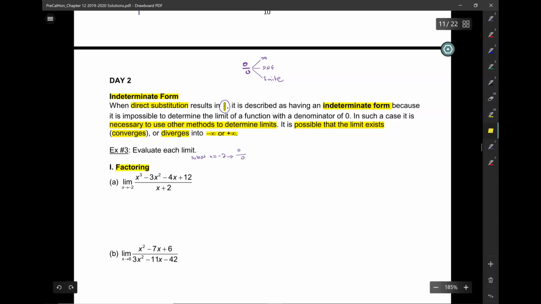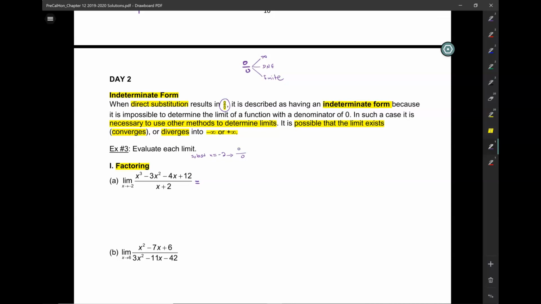So there are a couple of different ways that we can go about solving this issue. One is by factoring. And if you have a case like this where you have a polynomial divided by another polynomial, that's probably going to be your best situation. So this is going to be equal to. Now, when I'm going to do something to this equation algebraically, right? I'm not substituting in the negative 2. I'm still going to work on the function.